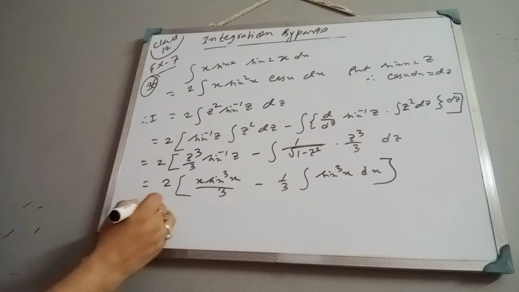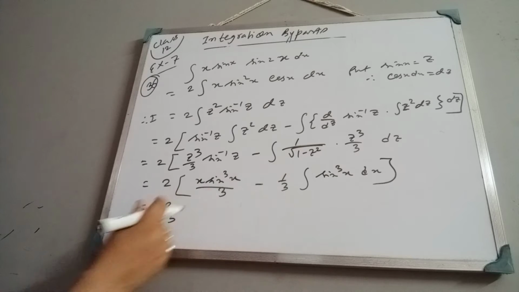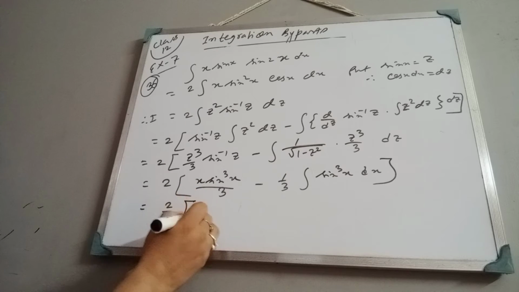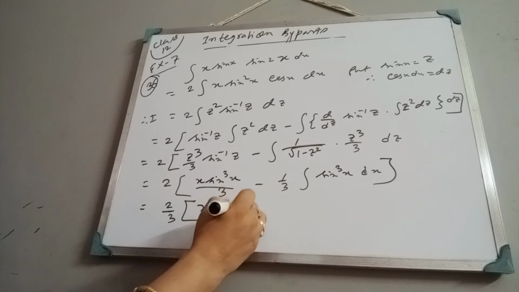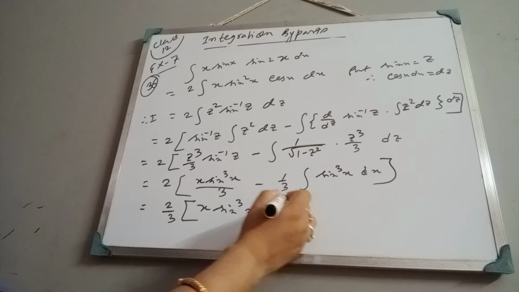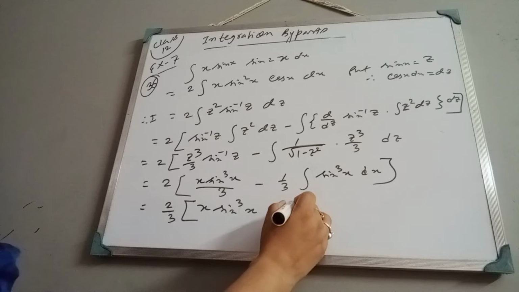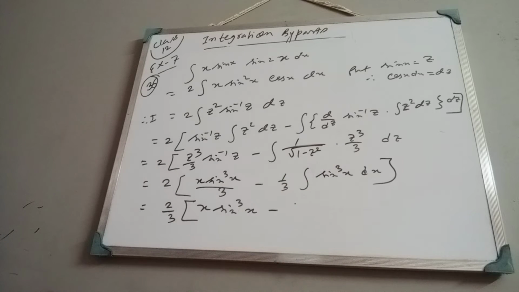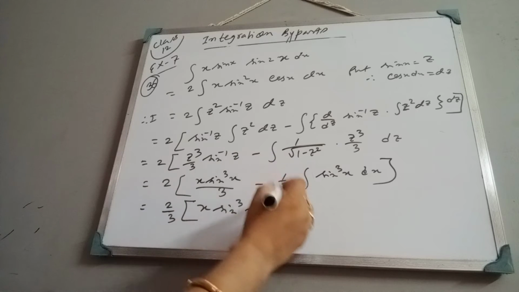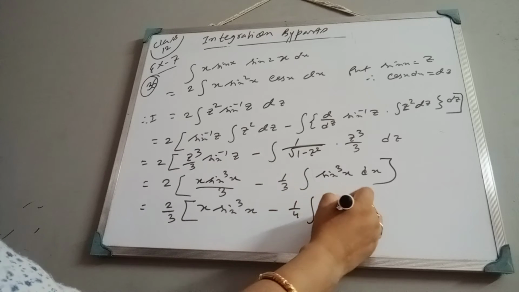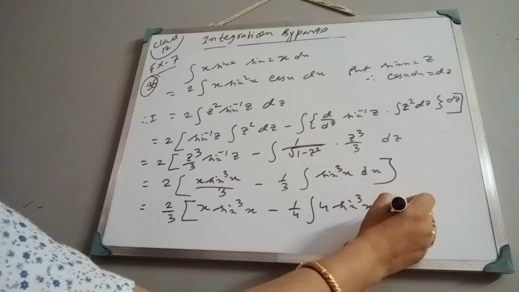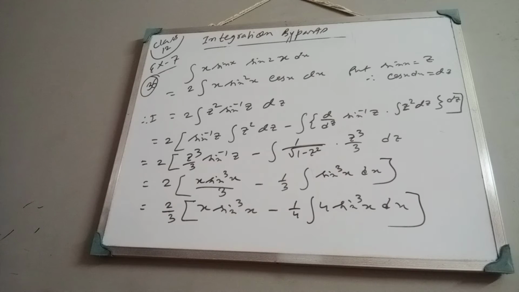So it is coming 2 by 3, taking common 1/3. In the bracket we will get x sine cube x minus integral sine cube x. So let us make it 4 sine cube x, then we can apply the formula. So it is coming minus 1 by 4 integral 4 sine cube x. We want to apply the formula here, 3 sine x minus sine 3x.